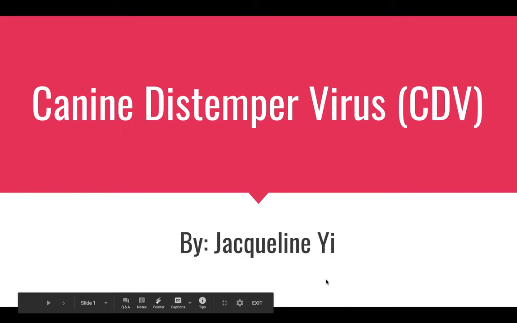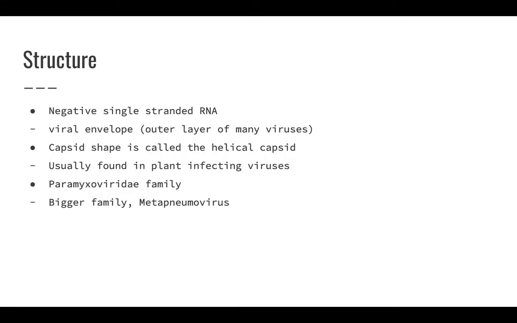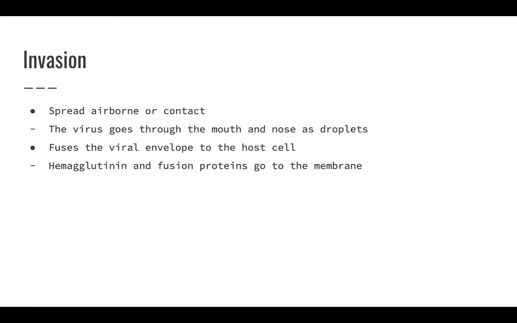Distemper virus, or known as CDV. The structure of my virus is a negative single strand of RNA covered in a viral envelope. It is part of the Paramyxoviridae family, which is part of a bigger family called metapneumovirus. It is usually spread when airborne, but it can be spread through contact with infected animals or surfaces.